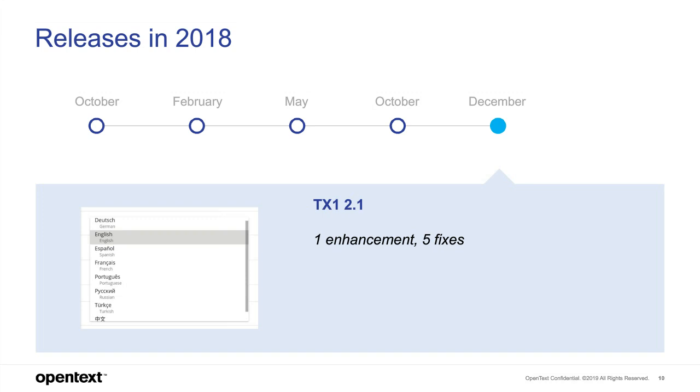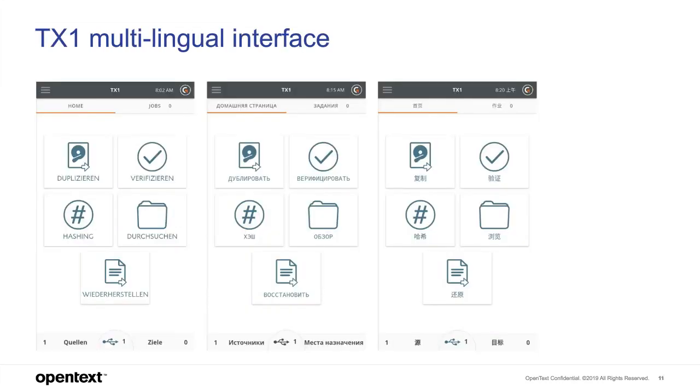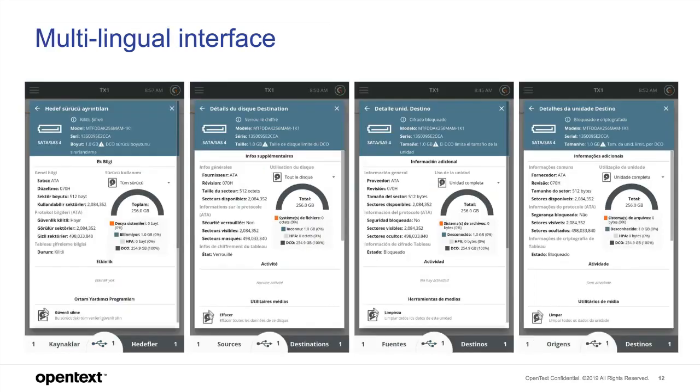Second, in line with our goal to make the TX1's user interface unmatched for ease of use for our customers all around the globe, we've significantly improved our non-English language options. TX1 now provides fully localized functionality in the German, Spanish, French, Portuguese, Russian, Turkish, and Chinese languages, including a localized virtual keyboard for user inputs. It's wonderful, or as the French would say, magnifique.